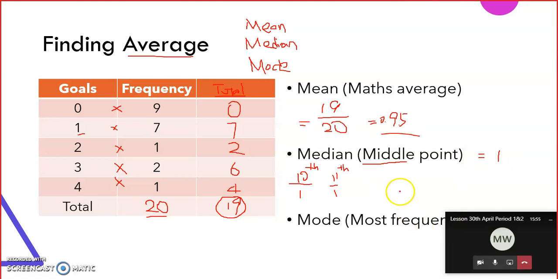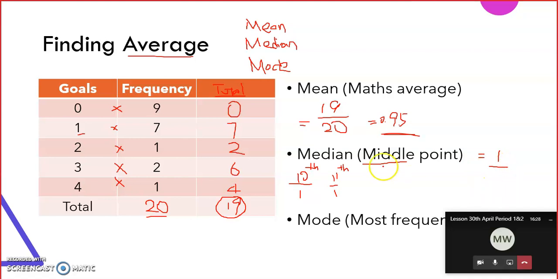Instead of looking at the numbers, if we just look at the frequency, the middle point, let's say this person is scoring 1 goal as his average performance. It'll make a little bit more sense, because yes, a person can score 1 goal, but it's really hard for a person to score 0.95 goals in a match. This is more of just a value interpretation, but this one is a real life analysis.